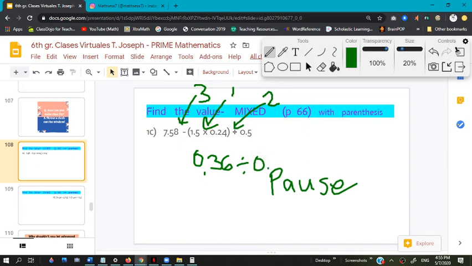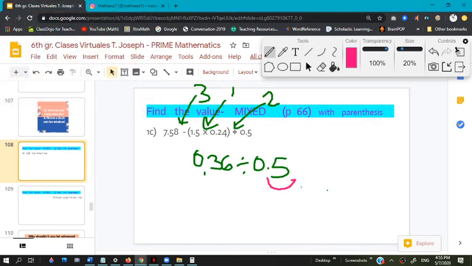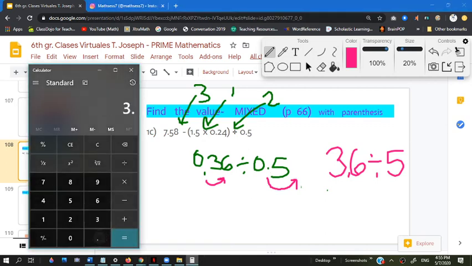If I divide by 0.5, I can move over the decimal point one spot to the right. I move this over once, I move this over once. We're going to be dividing 3.6 by 5. I already know that's going to be in between 5 and 6, right? So let's do that. 3.6 divided by 5 equals 0.72. If it would have been a whole number, it would have been approximately 5 or 6.